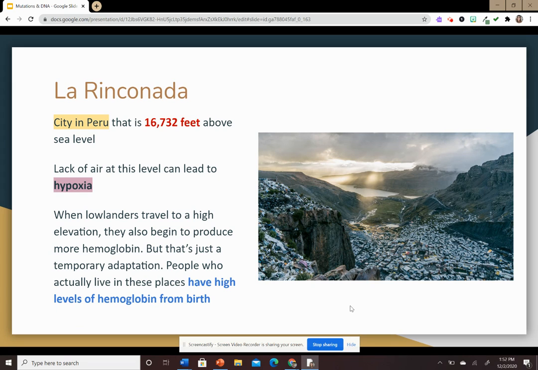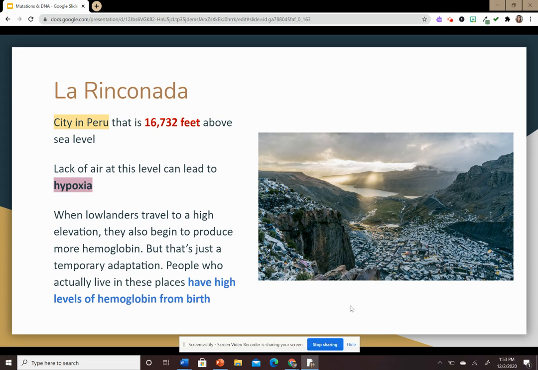Hemoglobin is in your blood, and that's what carries oxygen to your body, right? The higher you go, the less oxygen there is. So when you're traveling to higher elevation, that's when you start producing more hemoglobin. But it's just a temporary adaptation because when you leave that high elevation, your hemoglobin levels go back to normal. But the people who live in this city are actually born with super high levels of hemoglobin already.